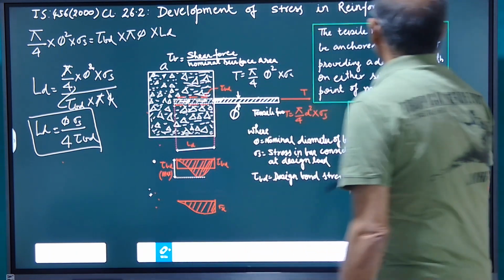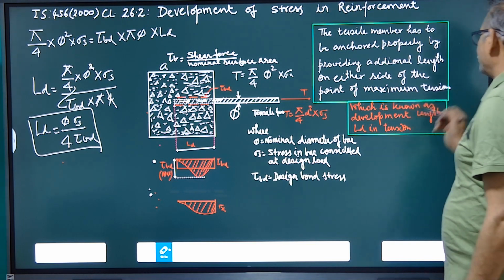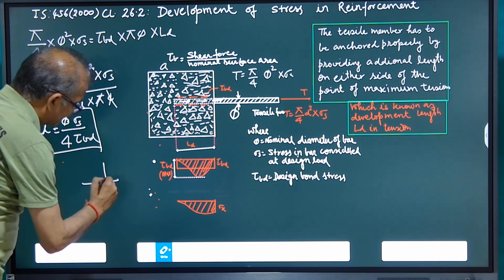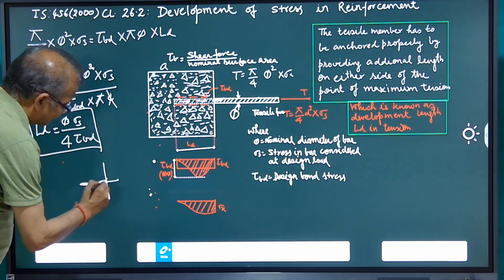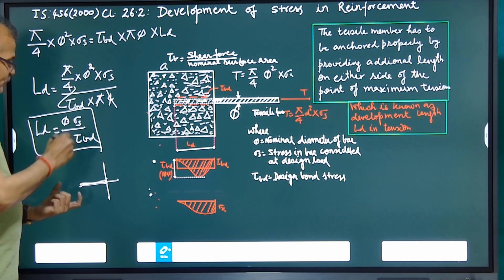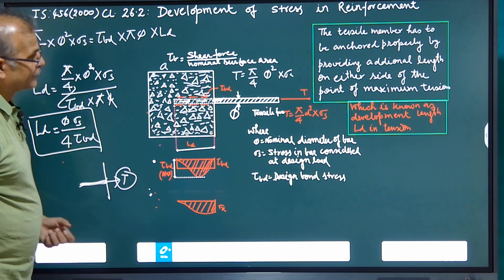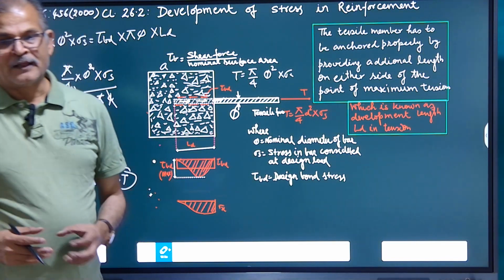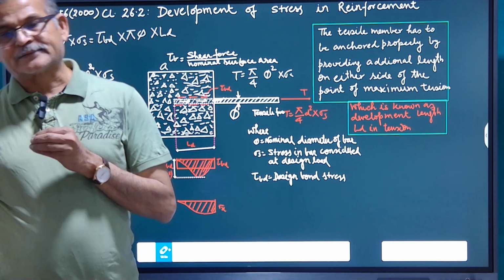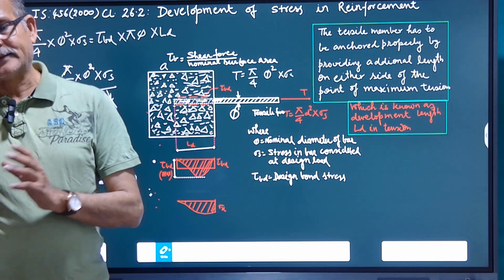The tensile member has to be anchored properly by providing additional length on either side of the point of maximum tension. If in any member we find the maximum tension is here, then the development length will still be required for anchoring, equal to phi sigma s upon 4 tau bd. Then because of this tensile force, it will not slip. So hope this clears how much development length is required against the tensile force to keep the bar from slipping in the concrete.